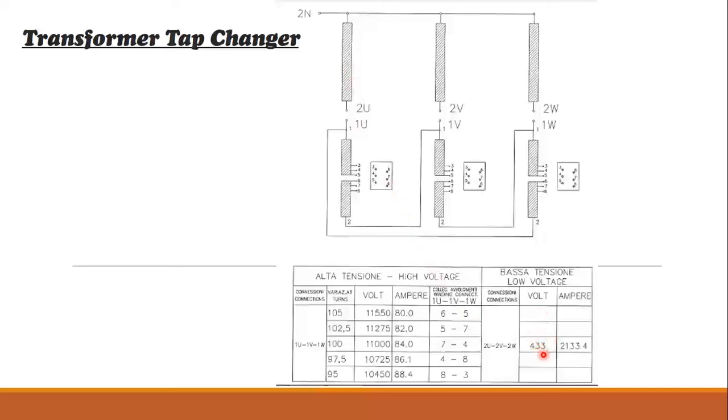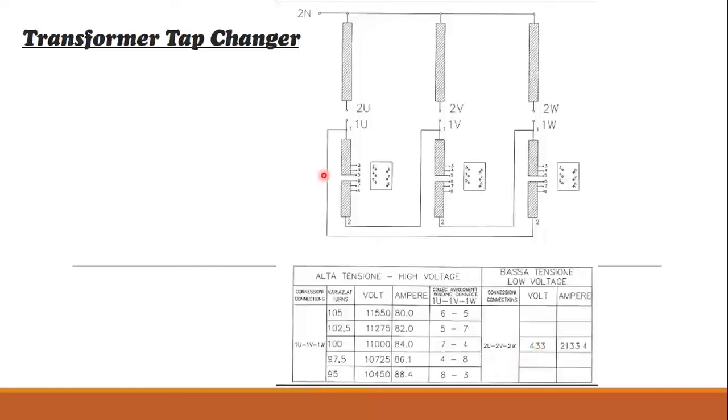But the output you can see is 433 volts, which is the same. If you have higher voltage at the input side, 11.5 kV, you have to use the 6-5 tap, and it will give you 433 volts at output. Now if the input voltage is reduced to, let's say, 11,000 volts, you will use the 7-4 tap, and it will give you the same output, 433 volts. If the voltage is reduced more, to 10,450, you will use the last tap, and it will give you 433 volts at output.